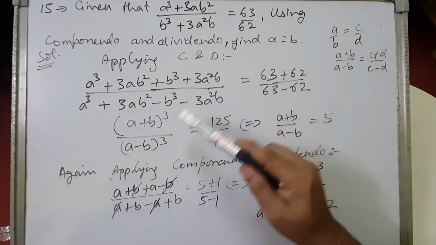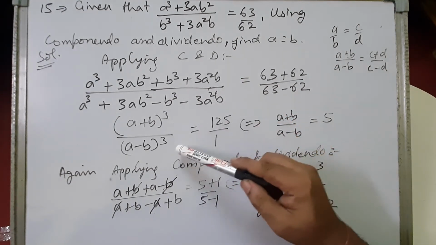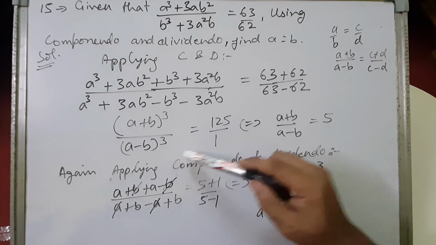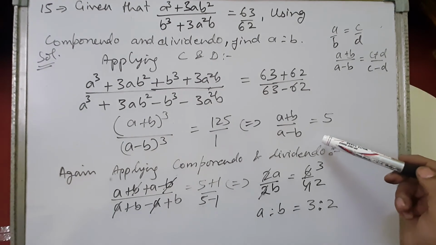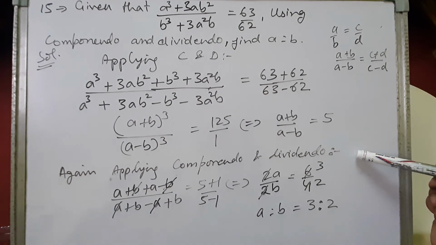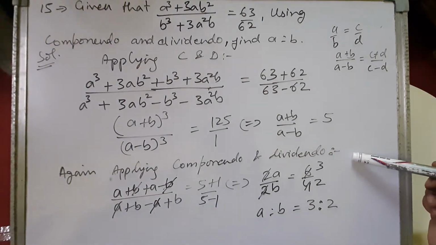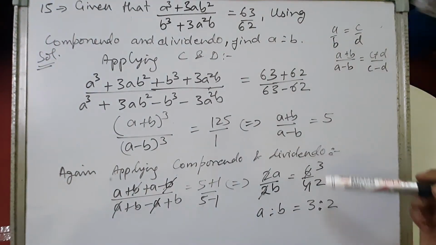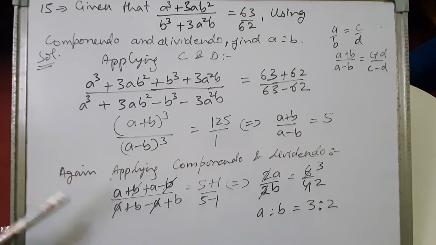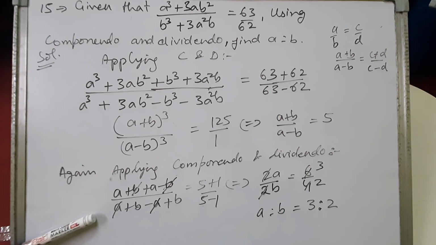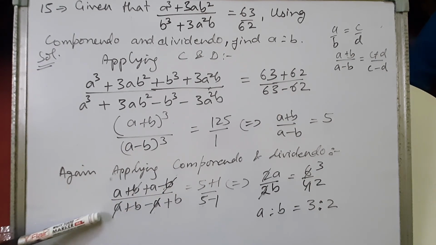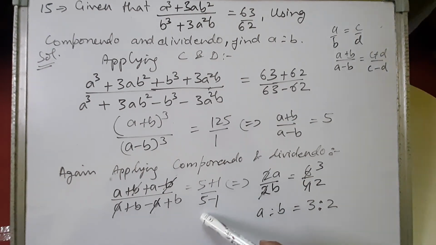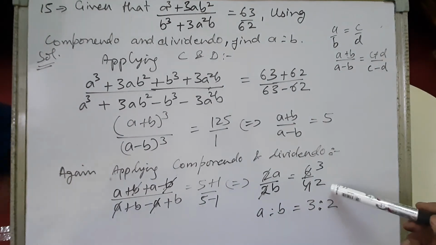This is the formula of (A plus B) whole cube, and this is the formula of (A minus B) whole cube. On taking the cube root on both sides, it becomes (A plus B) upon (A minus B) is equal to 5. Right. Now we'll again apply componendo and dividendo. So when we apply it again, it becomes (A plus B plus A minus B) upon (A plus B minus A plus B). Right. So here in the numerator B gets cancelled and in the denominator A gets cancelled. And this side will get 5 plus 1 upon 5 minus 1. So this will be 6 upon 4.